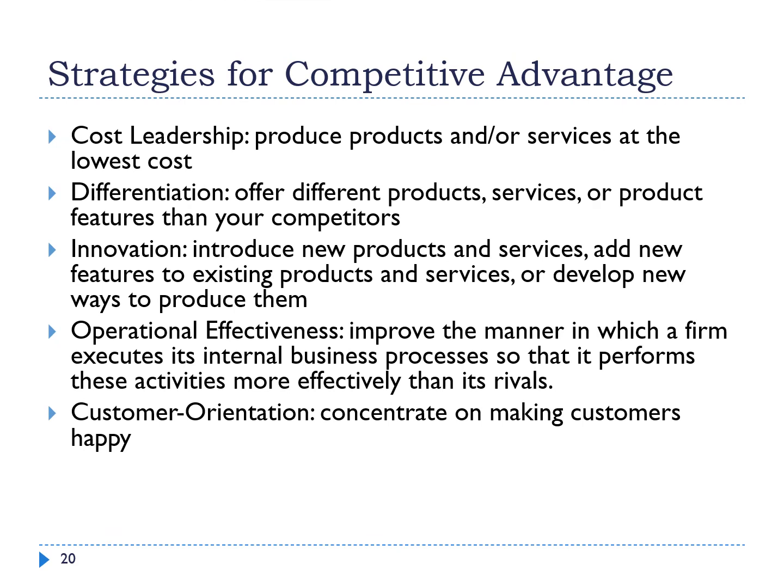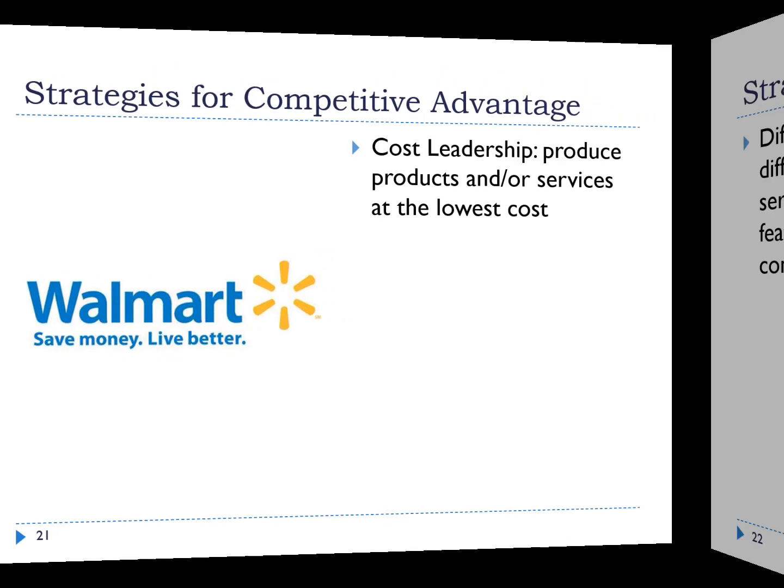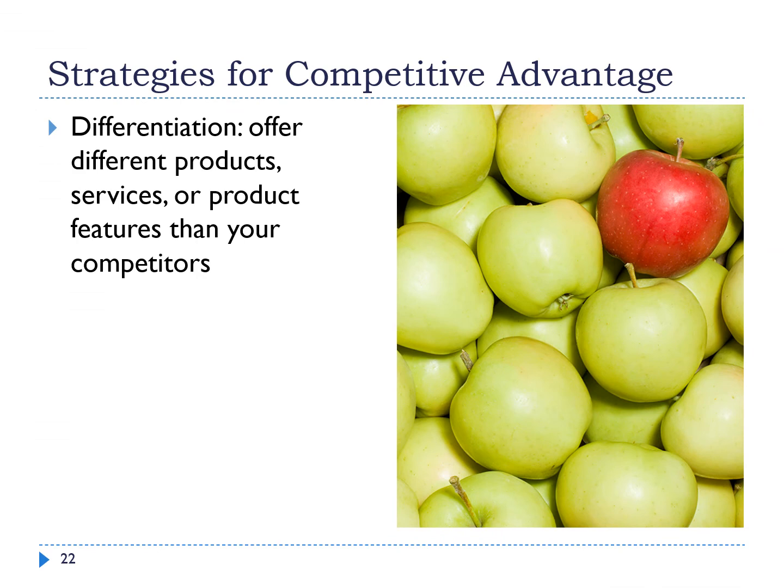There are some examples of how organizations develop strategies to counter the 5 competitive forces identified by Porter. Companies can pursue cost leadership by producing products and services at the lowest cost. Companies can also offer different products, services, or product features than their competitors, which is called differentiation.